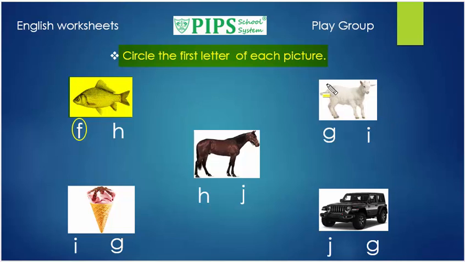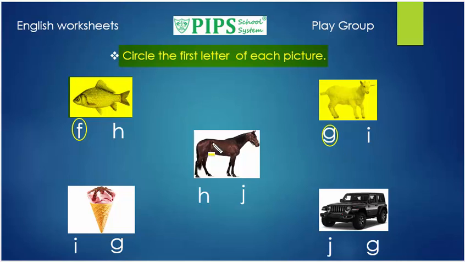The next picture is goat. This is a goat. The initial letter of goat is G. Sounds like G. G. Goat. G. Goat. So we will circle the letter G like this.